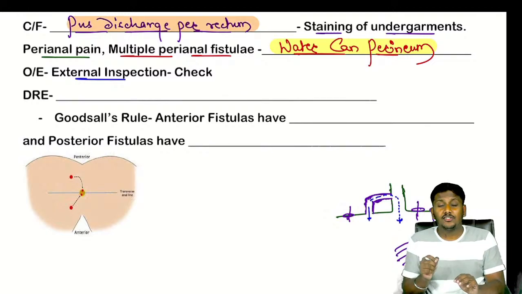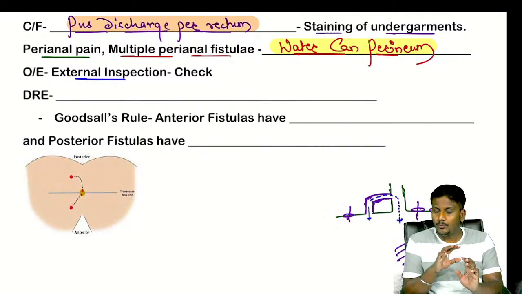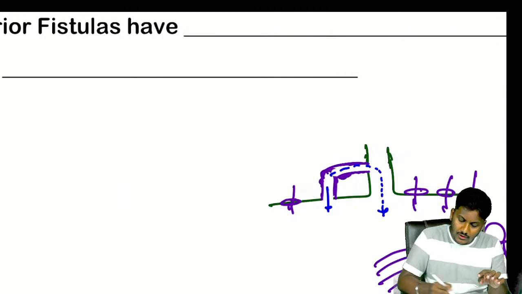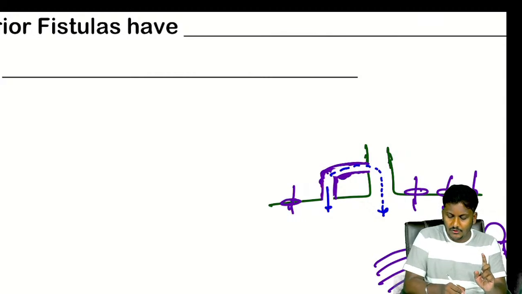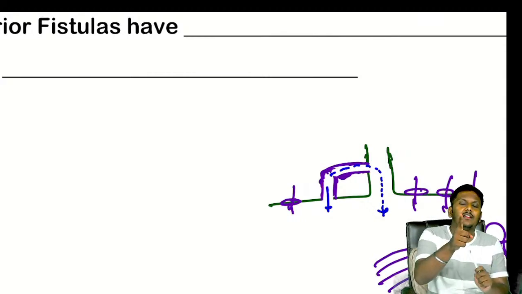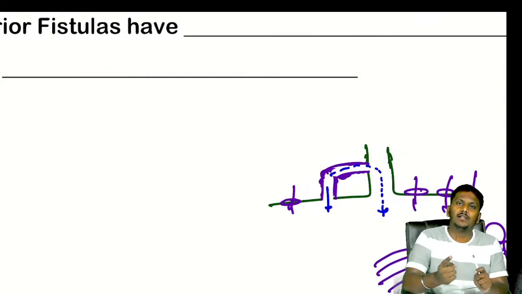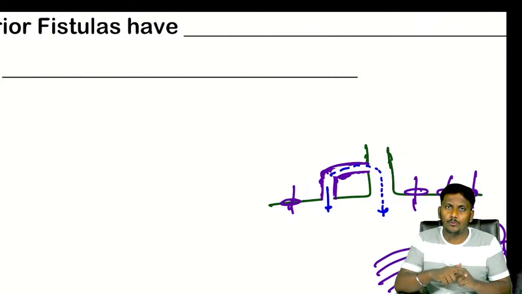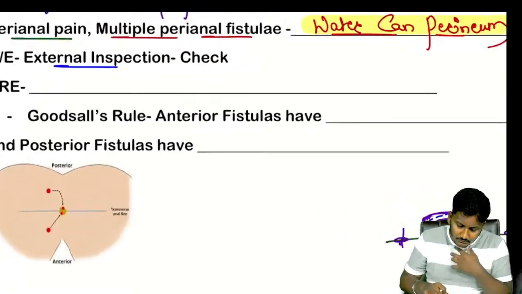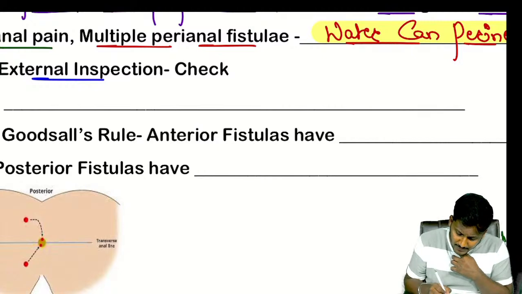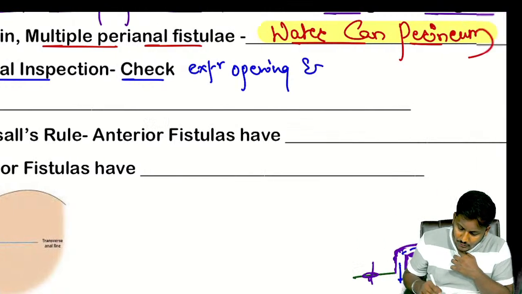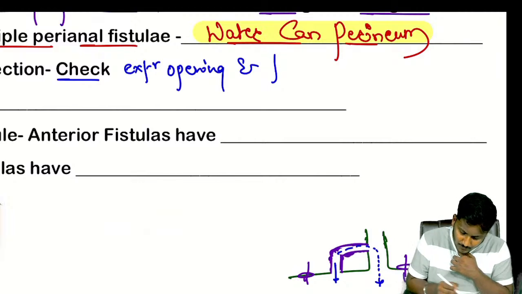Now, important: if you do an external inspection, what do we have to check? On external inspection, we have to check the external opening of the perianal fistula. Second, I have to insert the finger inside the fistula to check whether the tract is straight or curved, and where the internal opening is. So when I do an external inspection, I will check the external opening, and along with it I have to also feel the tract.